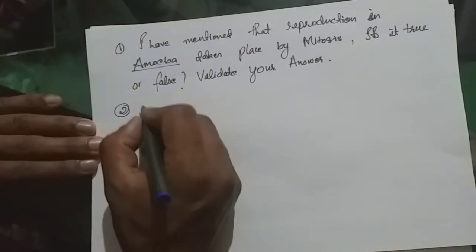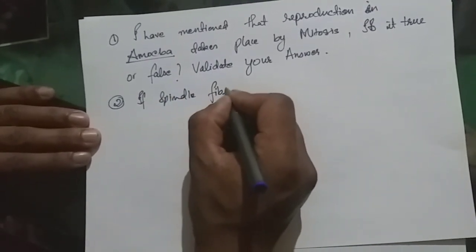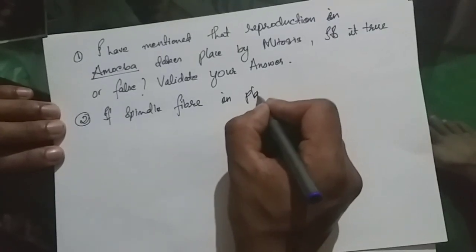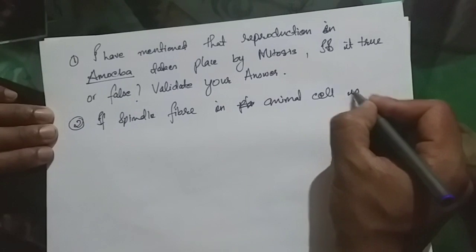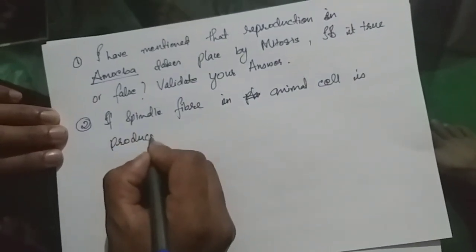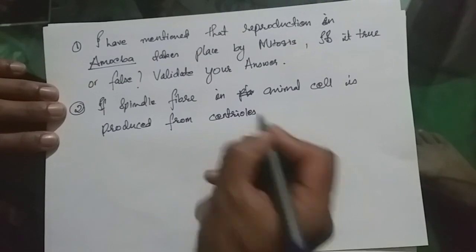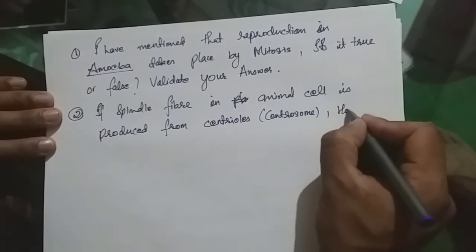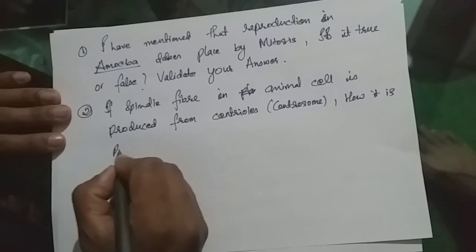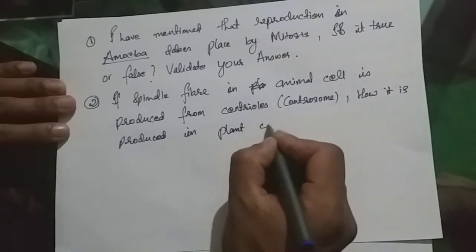Number two question is: if spindle fiber in animal cell is produced from centrioles, this centrosome, how is it produced in plant cell?